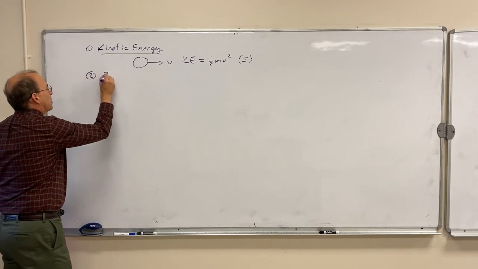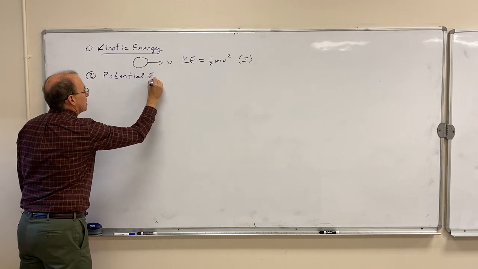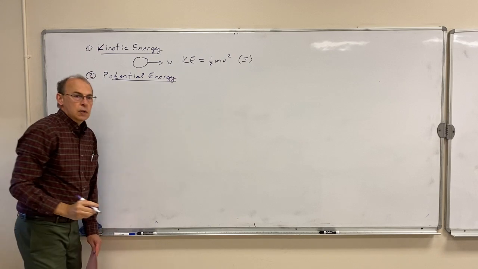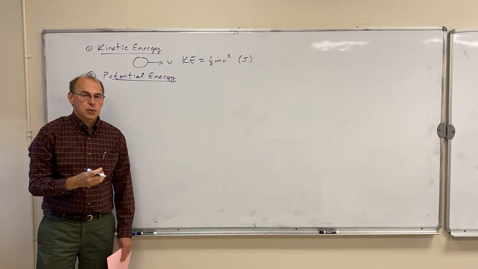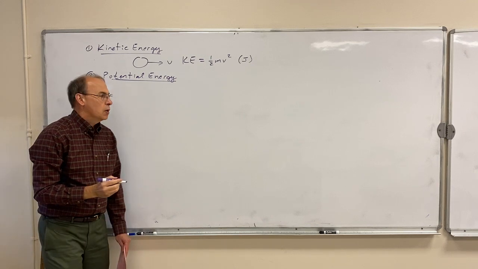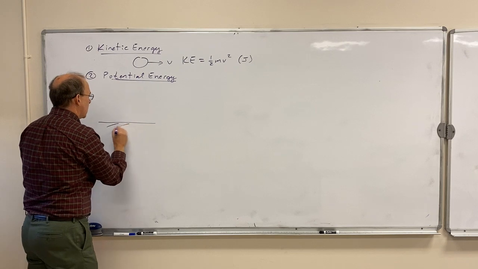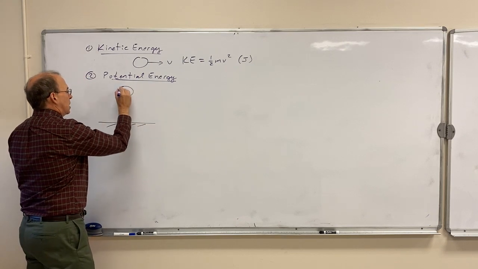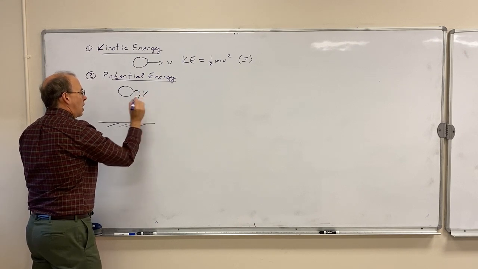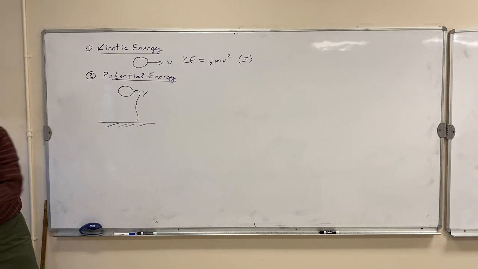Two, potential energy. There's more than one type of potential energy. There's several types. I'm going to talk about two types in particular. The first is gravitational potential energy. So suppose I have some object like a ball, and I lift it up through some height y above the earth. We say that that object has some potential energy.